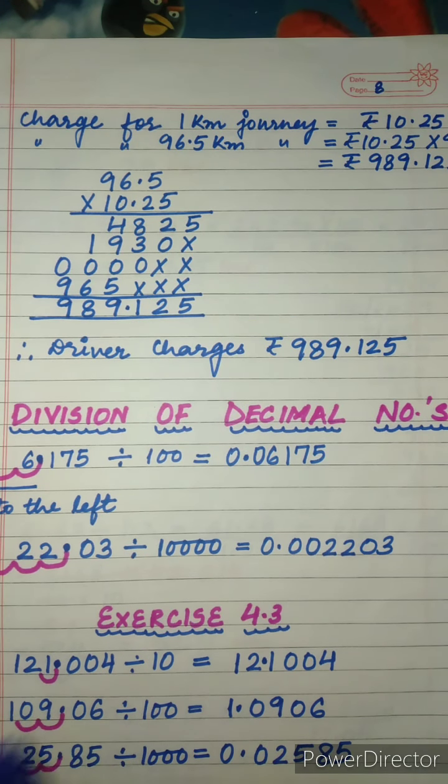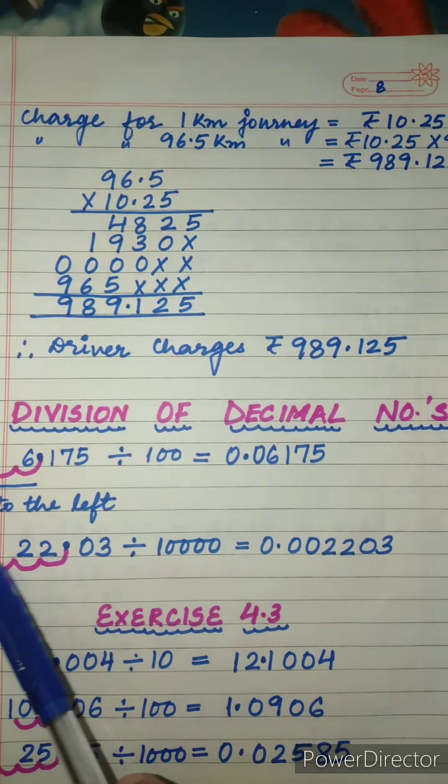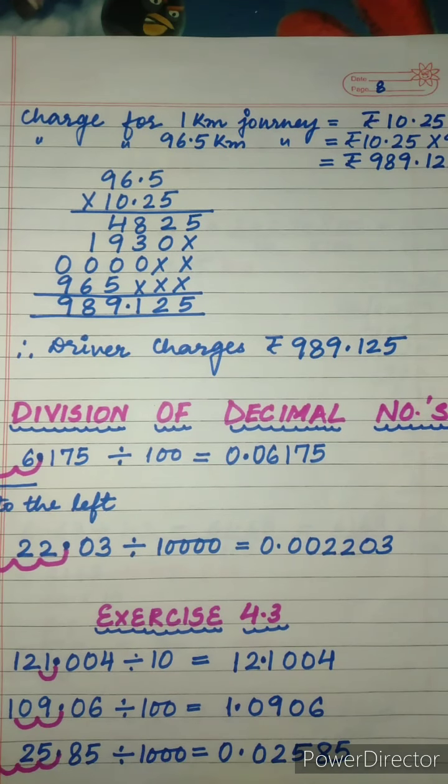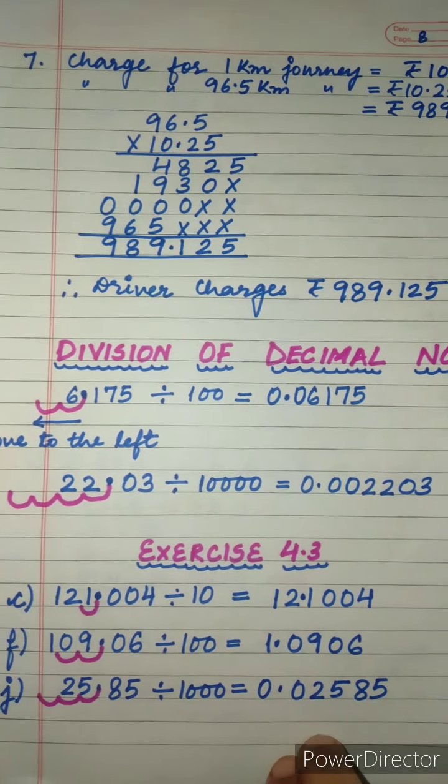Again we have 22.03 divided by 10,000. So we are going to move 4 places, 1, 2 and 2 zeros. That makes 0.002203. Now come to the exercise. Question number 1.